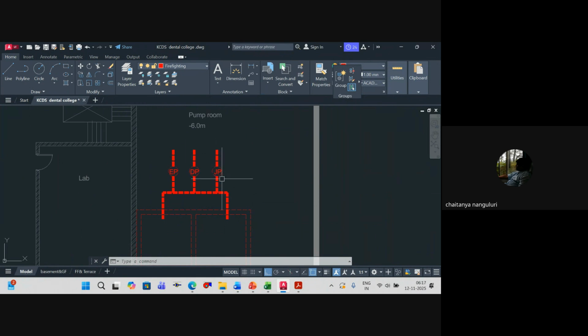Here you have three pumps: the jockey pump, the diesel pump, and the electrical pump. It could be of any order. There is no rule that first it should be the diesel pump or first it should be the jockey pump. There are no such rules as such.